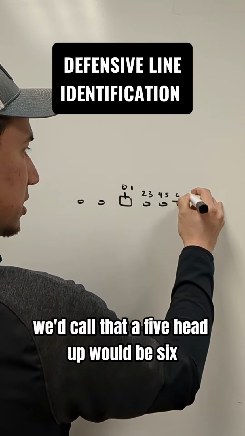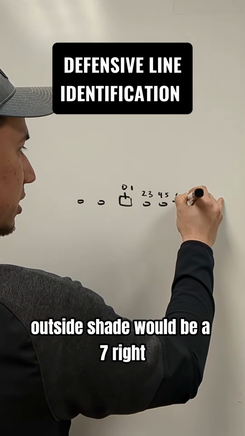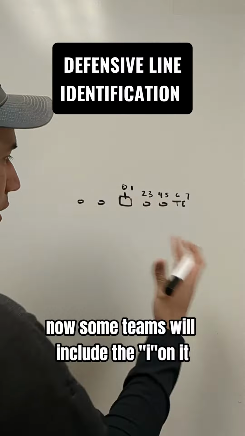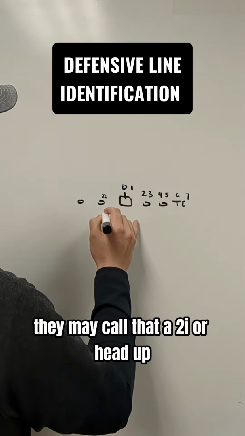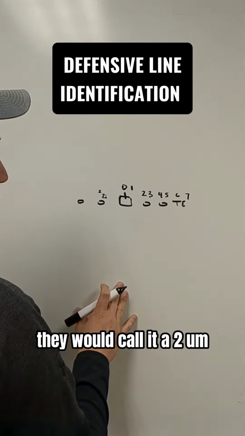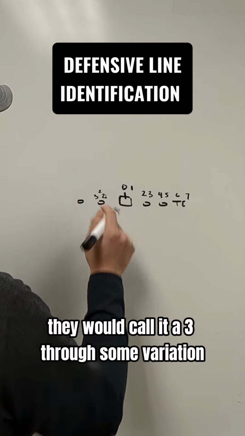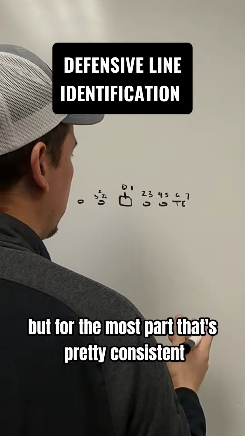Head up would be six. Outside shade would be a seven, right? Now, some teams will include the eye on it. So if someone's slightly inside, they might call that a two eye, or head up, they would call it a two. In an outside shade, they would call it a three. There's some variation, but for the most part, that's pretty consistent.